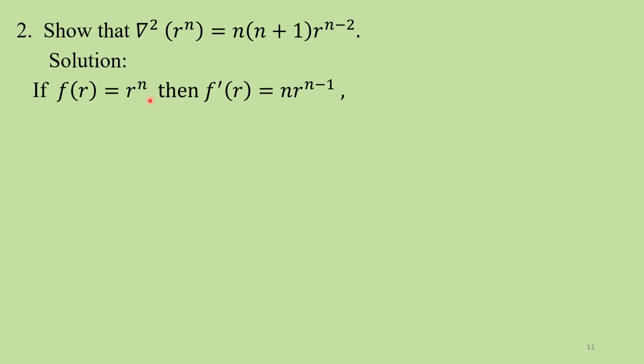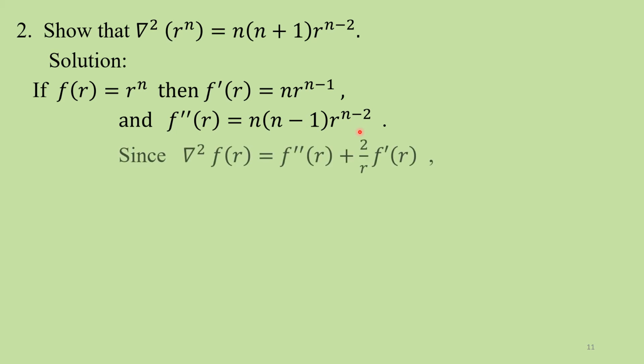Get f dash of r and f double dash of r, and substitute in the formula. So f of r is r power n, then differentiate once with respect to r, f dash of r is n r power n minus 1. Again if you differentiate, f double dash of r is n into r power n minus 1, derivative is n minus 1 into r power n minus 2. So we have the result, since del square of f of r is equal to f double dash of r plus 2 by r times f dash of r.